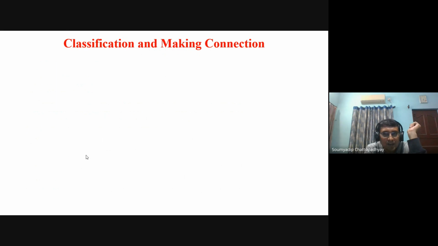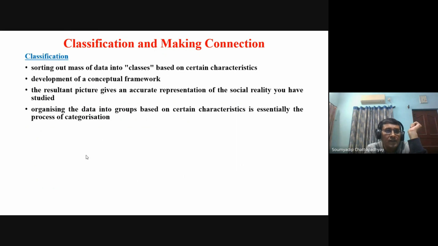Now, coming to the classification and making connection, because description is one part of analysis. Now, regarding classification and making connection, these are very important. What is classification? Classification means when you are doing any kind of survey, you are actually collecting a huge amount of data. Now, to make a story out of it, you need to sort out that huge amount of data into certain classes based on certain characteristics.